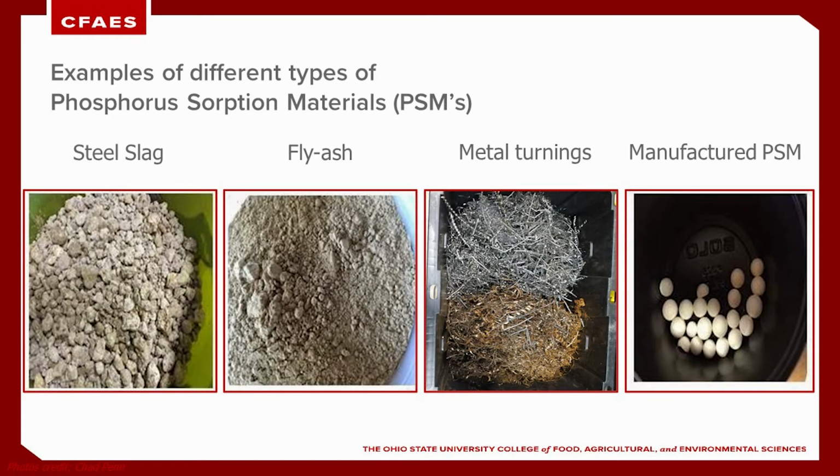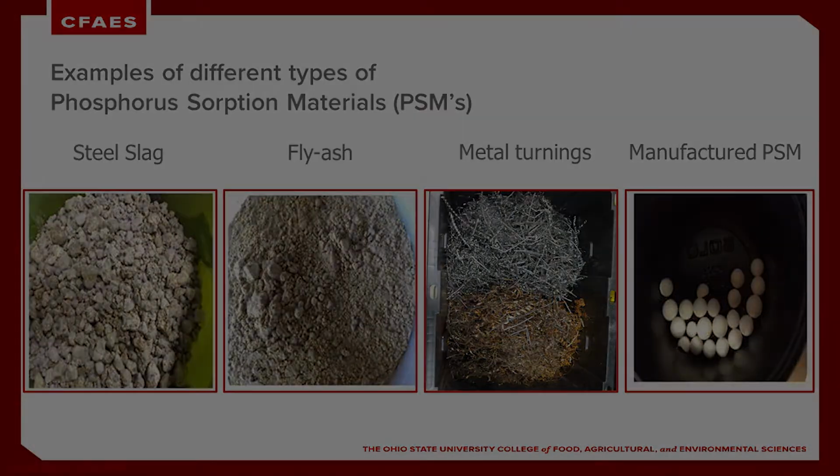A phosphorus filter is a system that is designed specifically to remove DRP from surface or tile runoff. It works by capturing DRP in a filter media that has a high affinity for phosphorus ions. These media are referred to as phosphorus sorption materials, or PSMs. Some examples of different types of PSMs include steel slag, fly ash, metal turnings, and manufactured PSMs.